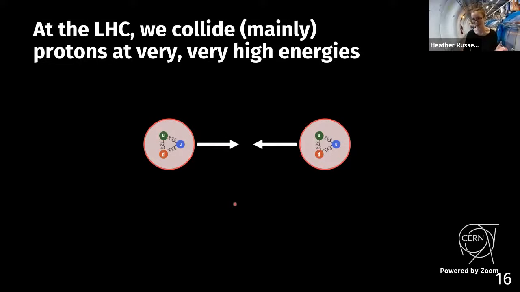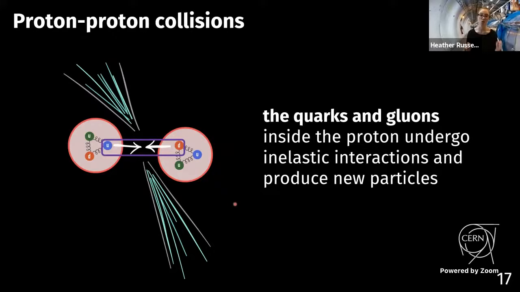Now, when these protons collide, it's actually the quarks and gluons inside the proton that are colliding, not the whole protons themselves. And when this happens, they undergo what we call inelastic collisions. So they don't just bounce off each other, but their energy, remember, they have lots of this in the form of kinetic energy because they're going very fast. This energy can turn into new particles like top quarks or Higgs bosons, or maybe even some mysterious particle X that could explain dark matter.